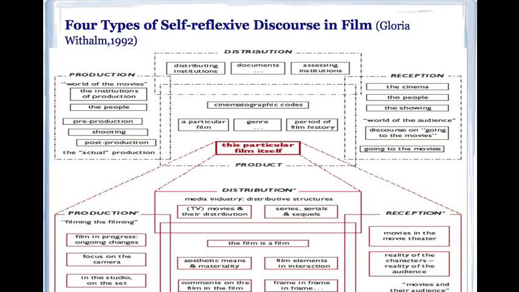Gloria Wisdom studies self-reflexive discourse in film from four different angles, which are production, distribution, and consumption, also called reception, and the product itself. Next, I will introduce them separately with a few examples.